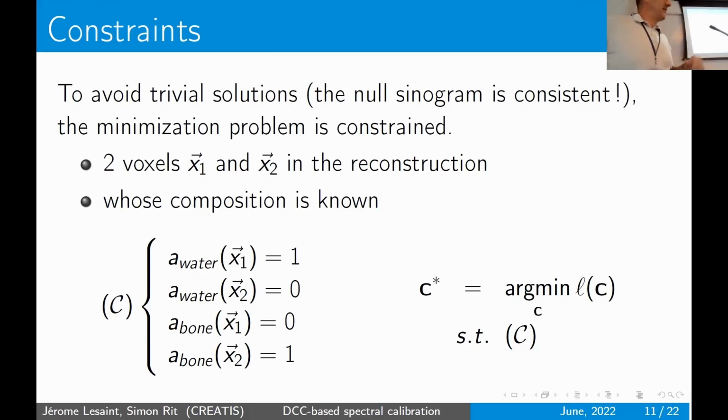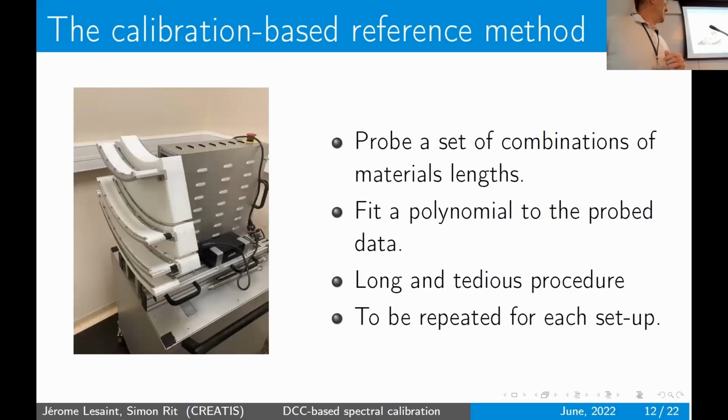And then the minimization problem becomes a constrained minimization problem. Okay, so in order to compare the performance of our method, we compare our results to a standard calibration-based method. So I will quickly describe this calibration-based decomposition. We still need to estimate this polynomial model, and this will be done with a set of calibration measurements.